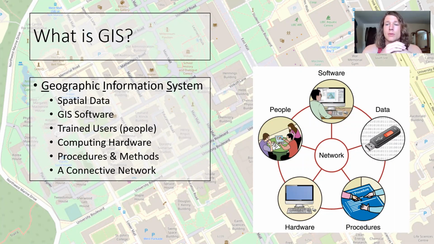You can't do GIS without GIS users. Then there's the computing hardware, that's the laptop, computer, whatever you're working on. Procedures and methods, those are created by GIS science and used in GIS systems. And then there's a connective network. Generally speaking, it's important to have the internet to transmit information and bounce things and ideas back and forth.